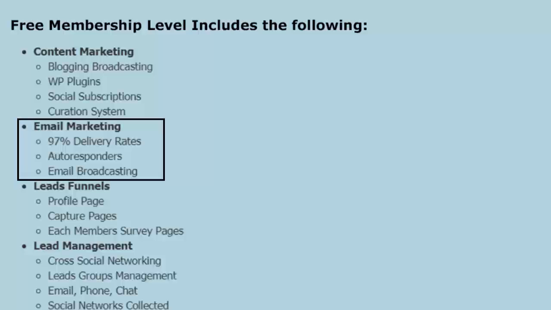Your email broadcasting system allows you to send off a one-time email broadcast to one of your groups, all of your groups. If you have 50,000 people in your systems, you can send it off to all of them as often as you want.